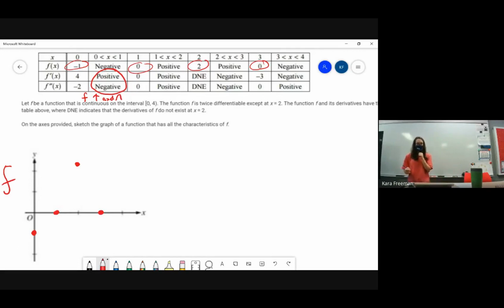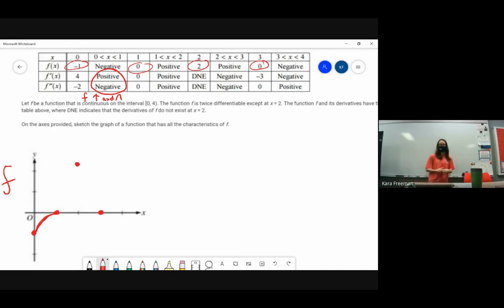So the piece from 0 to 1, you want to draw that piece increasing, but concave down. So this little piece right here. Questions on that little guy? Finish the graph. Would it end up looking like a piecewise? Yes, it'll look piecewise. It won't look like a function you're familiar with.